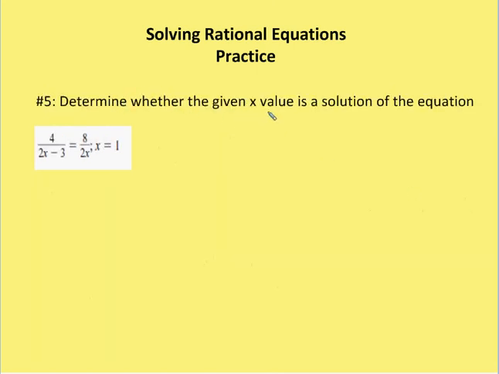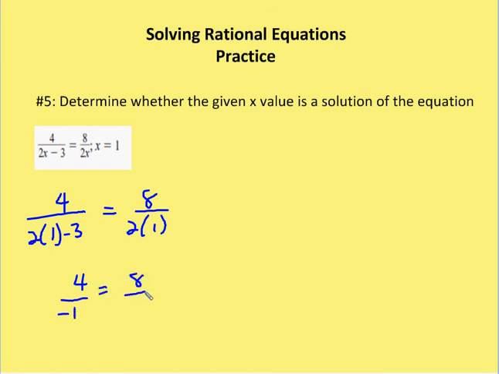All right, last problem. Determine whether the given x value is a solution of the equation. Now I want to substitute 1 in for x in this equation. I have 4 over 2 times 1 minus 3 is equal to 8 over 2 times 1. 4 over 2 minus 3 gives me 4 over minus 1 is equal to 8 over 2. Or I can rewrite this as minus 4 is equal to 4. Well, minus 4 is not equal to 4, so I see that 1 is not a solution of the given equation.